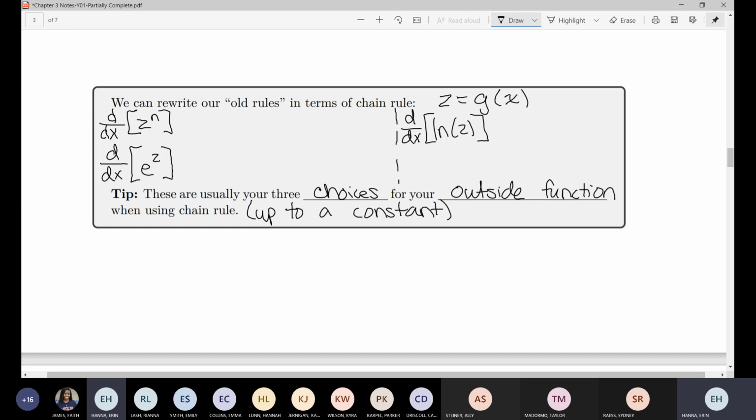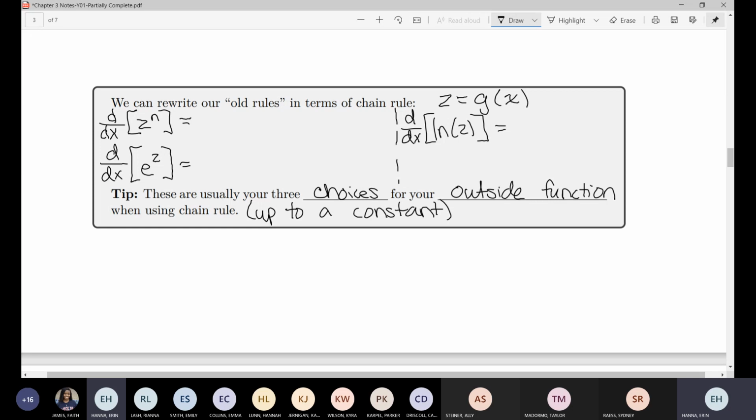So you could have 5 times e to the something or 2 times natural log of something. If there's just a constant hanging out front, it doesn't really affect it at all, because remember, constants just come along for the ride when they're multiplied to a function. Essentially, these rules are going to stay the same, but now they have this last piece tacked on the end.